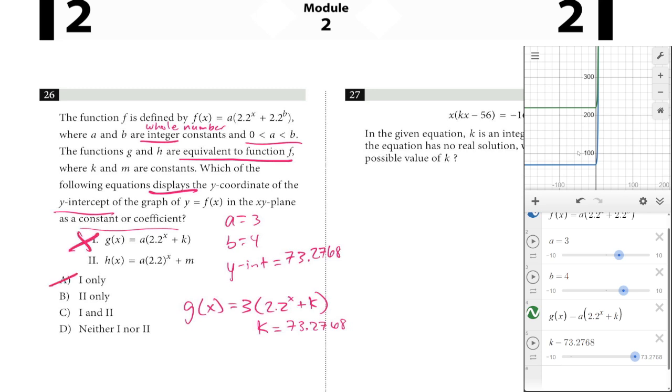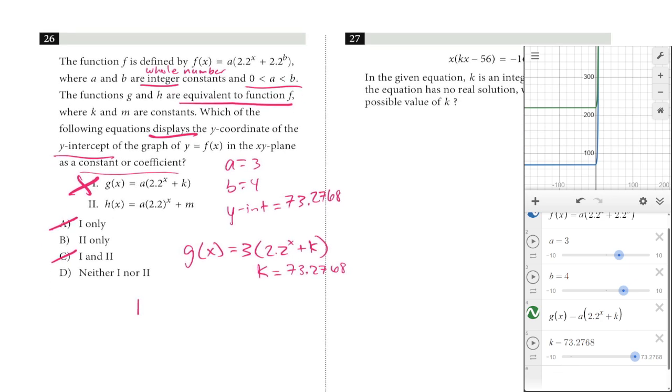So A and C I can cross out. Roman numeral 1 does not show the y-intercept as a number, because when we tried to make it show up as a number, it didn't give us the same graph. Then we could try the second function, and it's going to be the same idea. For that function, we're really saying it's going to be a, which is 3, times 2.2 to the power x, and same as with function g, we need the 73.2768 to show up. So that means m should equal 73.2768.